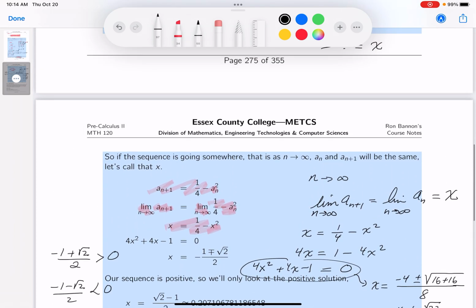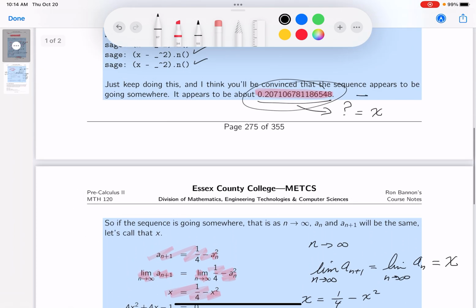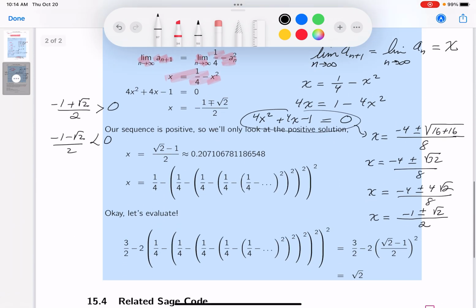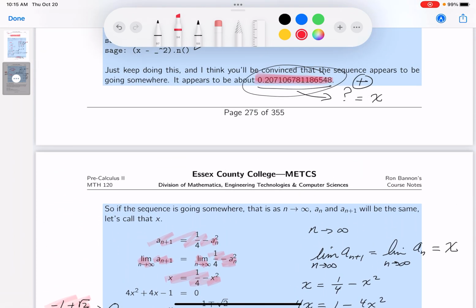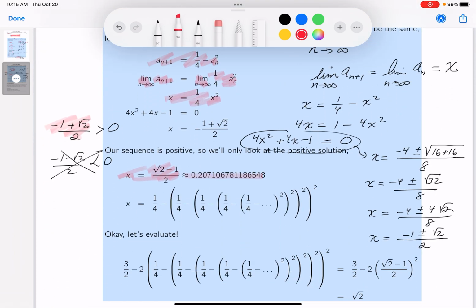Now, granted, remember what we're talking about. This number here is positive. So I'm going to throw this one out. All right? So I'm going to say my x here is going to be this number, root 2 minus 1 divided by 2, which, again, if you use a calculator, is approximately what we said it's going to be. It's going to be this guy over here. No different. What am I going to do now? I'm going to plug it in to what we want to know.